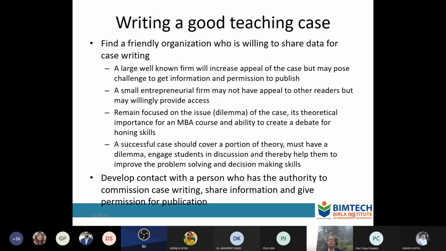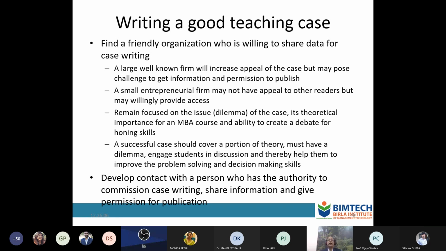Even a smaller entrepreneurial firm is good enough because you are looking for a phenomenon. You are looking for a problem there. Problems are many, rather much more than in a structured large organization, in an entrepreneurial firm. So select that phenomenon well, link it with theory, and then write a case.